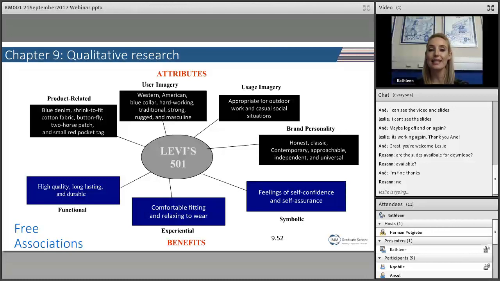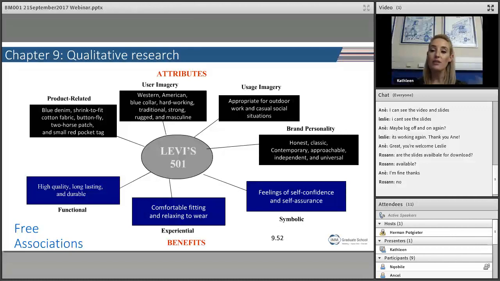So customers said things like, when I think of Levi's, I think of blue denim. Someone else said, I think of shrink to fit. Someone else said, I think of cotton fabric. Another respondent said, I think of a button fly. Another one said, I think of a 2-horse patch. Another said, I think of a small red pocket tag.